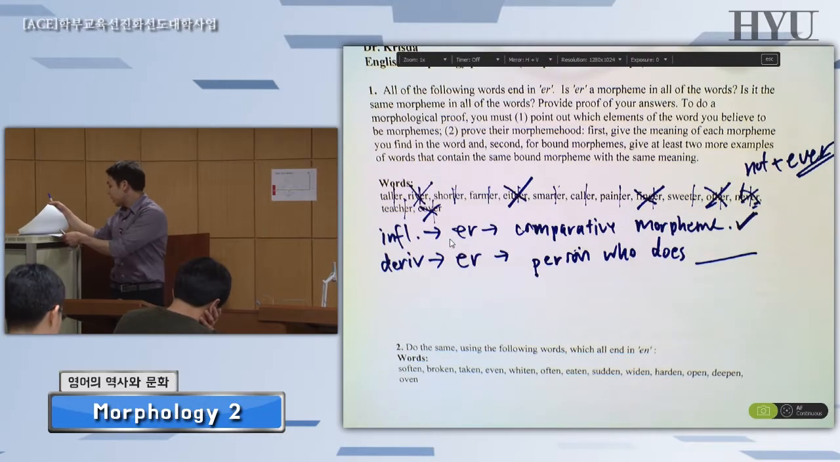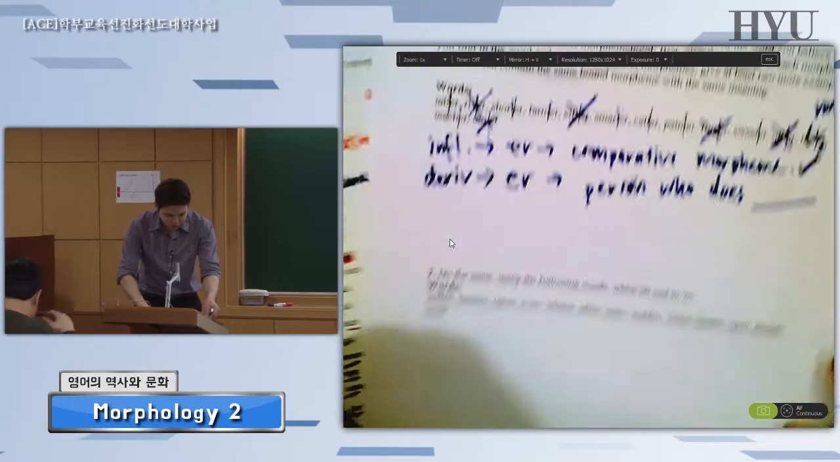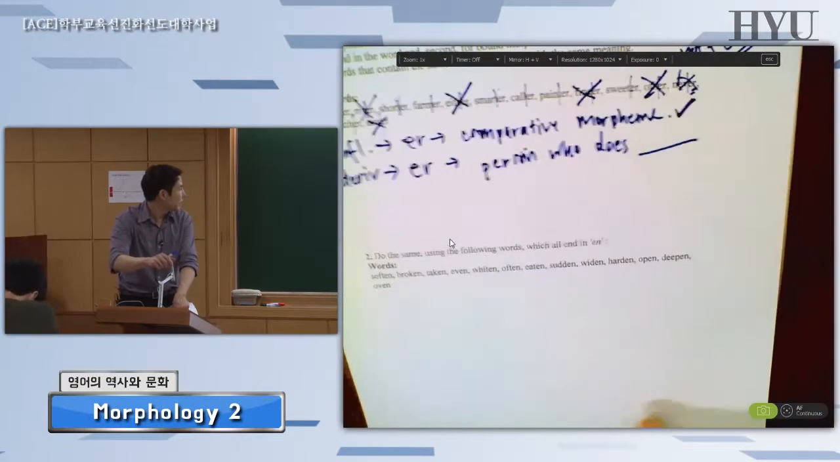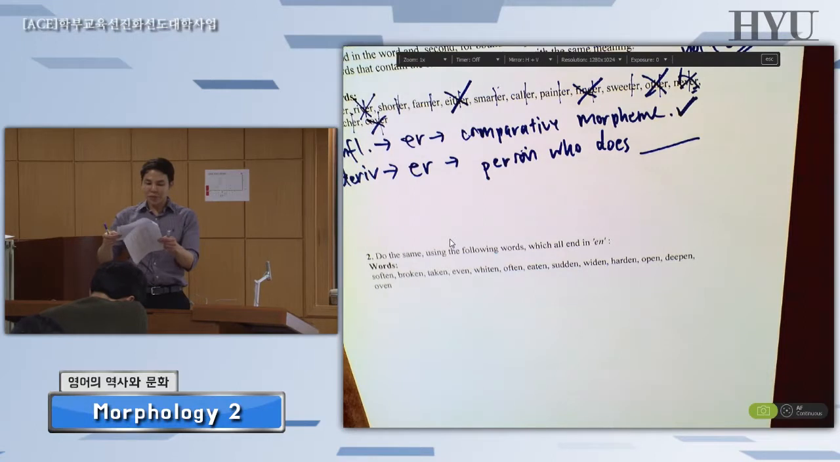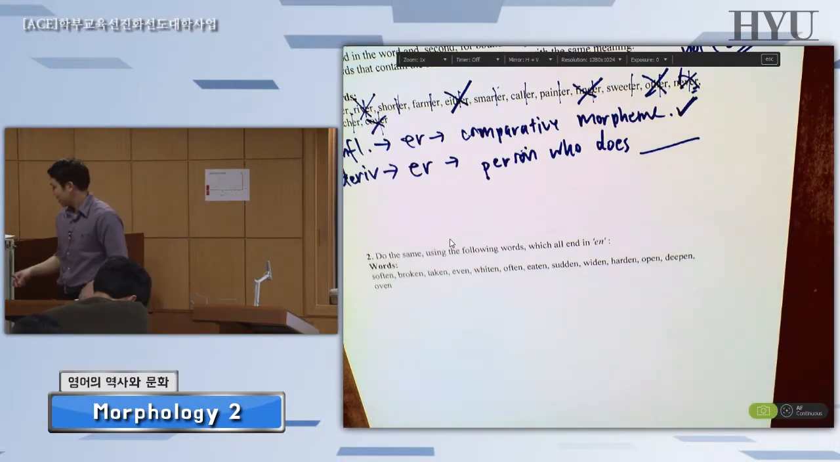Could you do the next one, number 2? This time it's -en. Can you separate them into different parts and see whether they are of the same or different meanings? I'll give you 2 minutes.